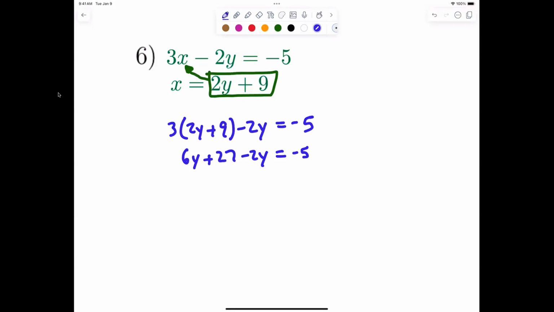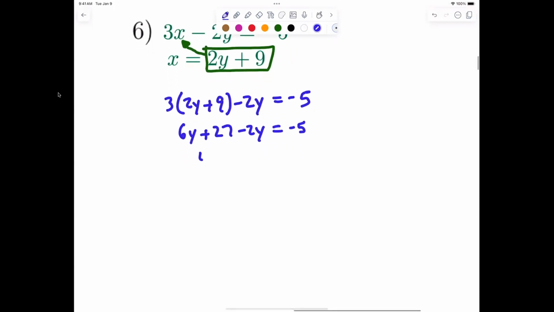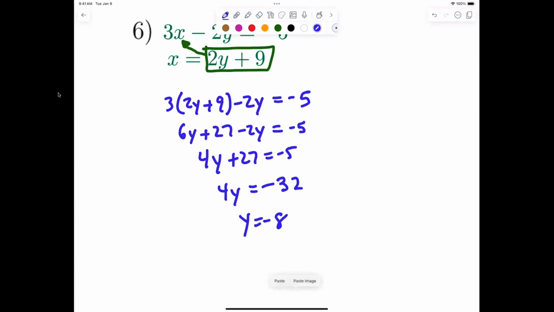What's 6y minus 2y? 4y plus 27 equals -5. So 4y equals negative 32, right? So y is equal to what? Does everybody agree? Negative 8? Now all I do is throw this in up here.